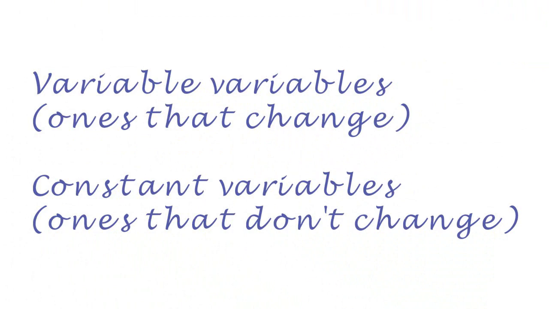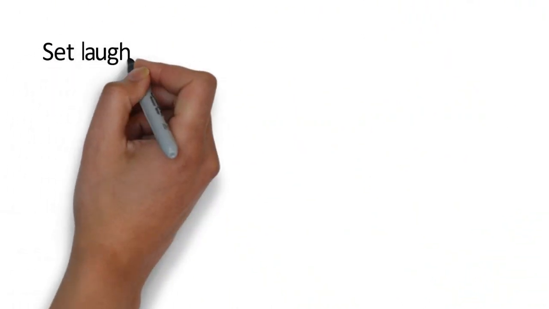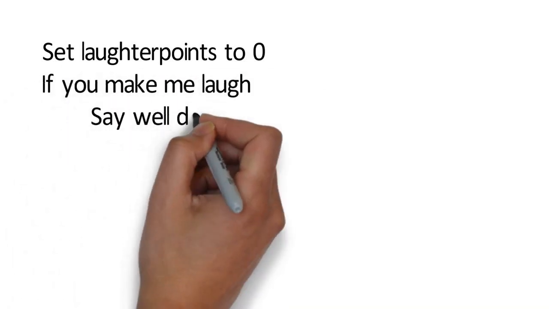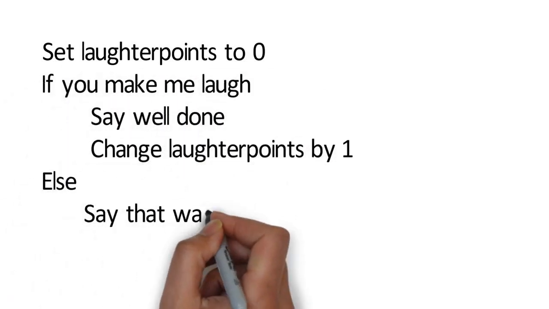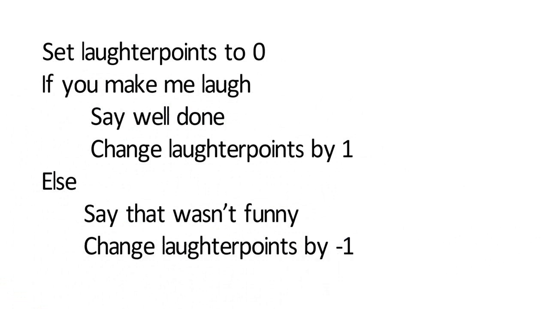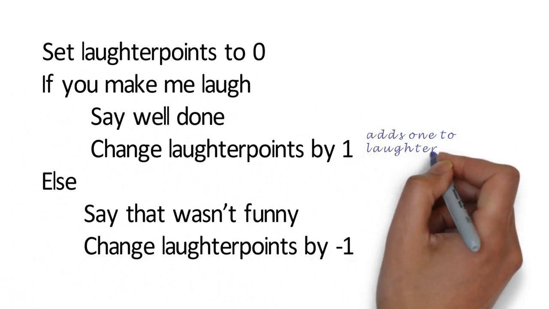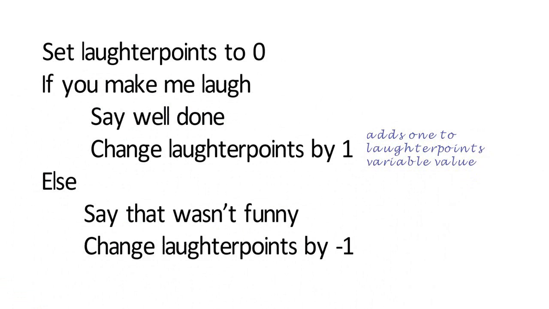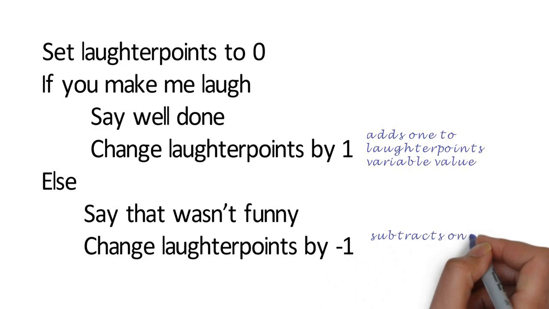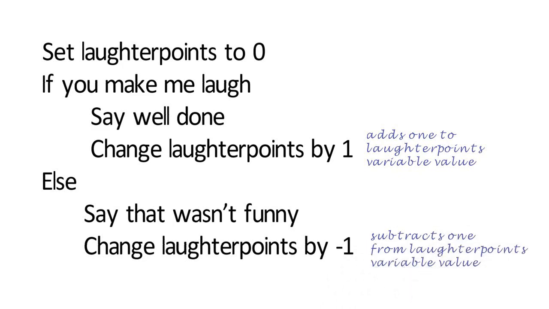Let's have a look at variable variables. Numerical variables can be adjusted by addition and subtraction very easily. Have a look at this. Set laughter points to 0. If you make me laugh, say well done. Change laughter points by 1. This adds 1 to the laughter point value. Else, say that wasn't funny. Change laughter points by -1. This subtracts 1 from the laughter points value.